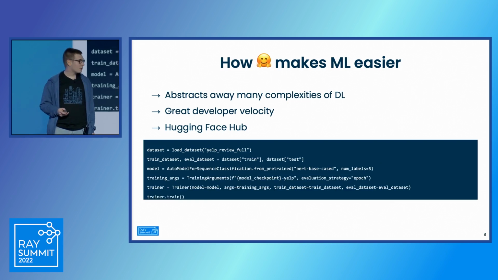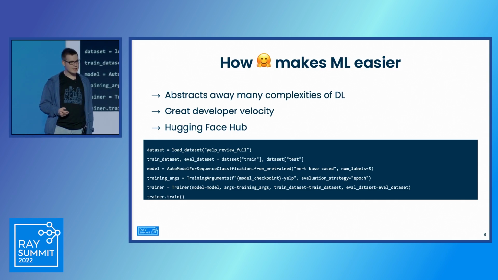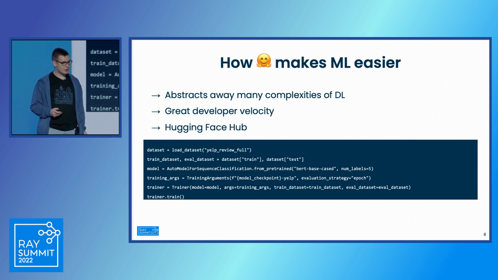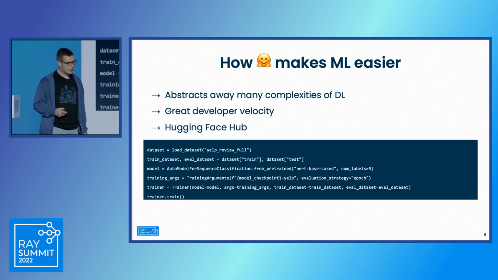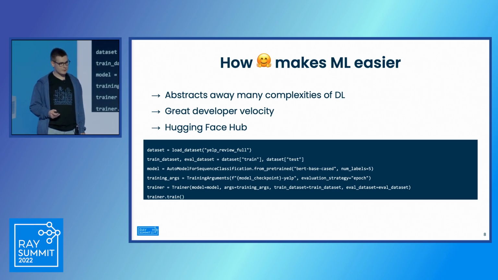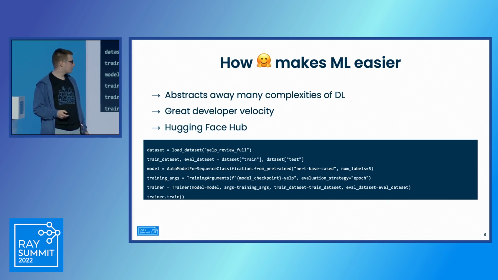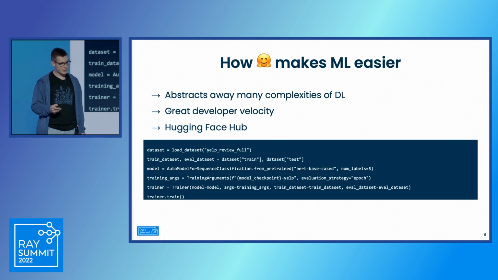So here's an example of a typical Hugging Face workflow. We are using the Hugging Face datasets library to load a dataset from the Hugging Face Hub. We are splitting it into train and evaluation datasets. We'll be doing sequence classification here, so we are obtaining the BERT model from the hub. We specify the training arguments and then initialize the Hugging Face trainer, and we just train the trainer. So as you can see, in just a couple of lines of code, we can quickly obtain and fine-tune a model for our use case.